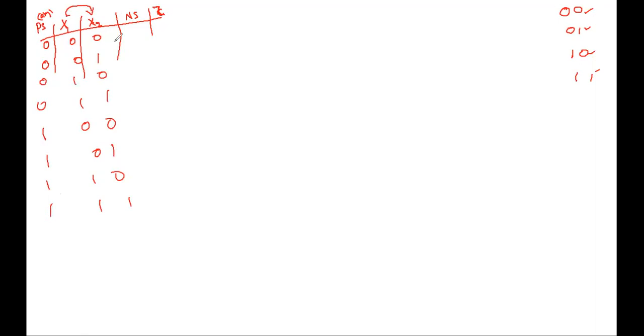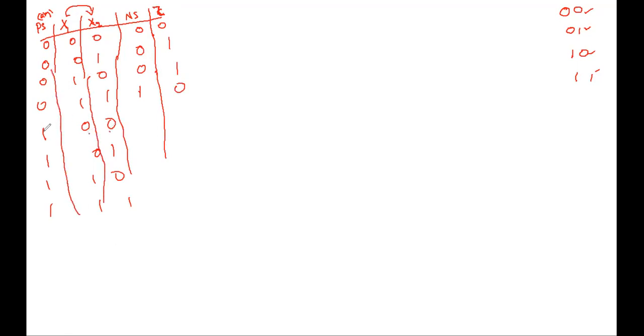Now what is the addition? Z means output, the sum. NS means carry. So 0 1, 0 1. And 1 1 means carry 1, sum 0.